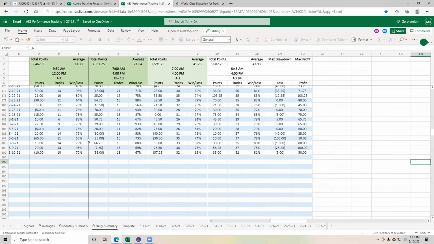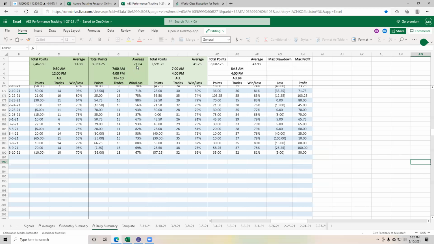Before I even get to the personal trading plan, I can see that since we started tracking in this format, in this detailed tracking tool, 184 trading days ago, trading from 9:30 to noon with all of the profits and all the losses factored in is averaging 13.38 points a day. So that's just under 13 and a half points. That's about $270 a day per contract.